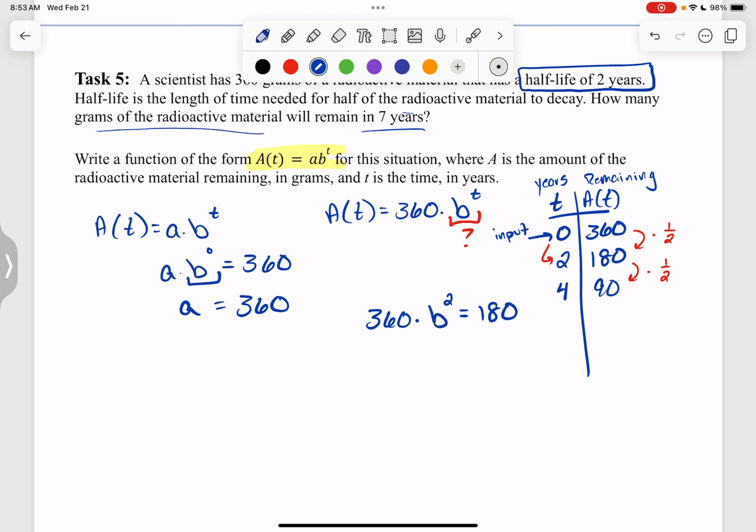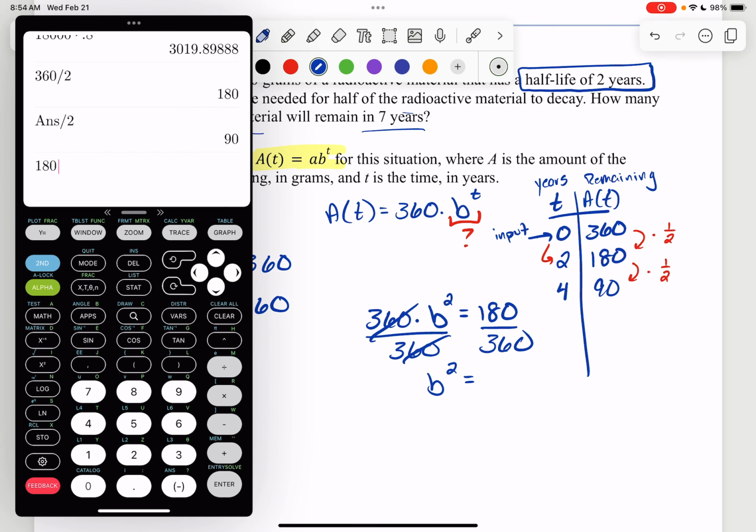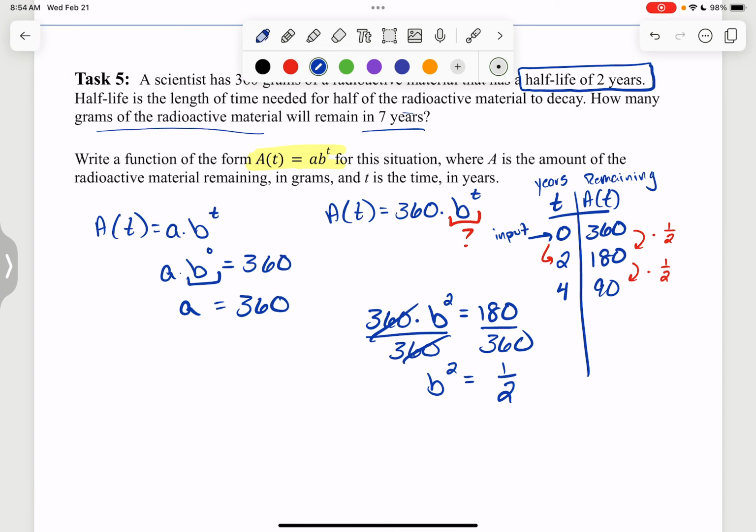Okay, I get out 180. So if I divide both sides by 360, I know my b to the second equals 180 divided by 360, which goes in twice, so 1/2, 0.5, or let's write it as 1/2. But that's what b to the second is.